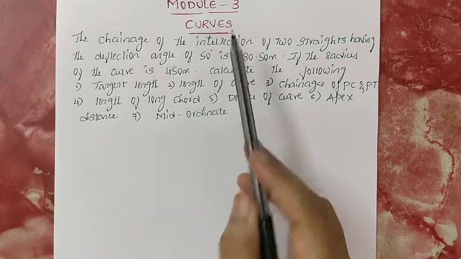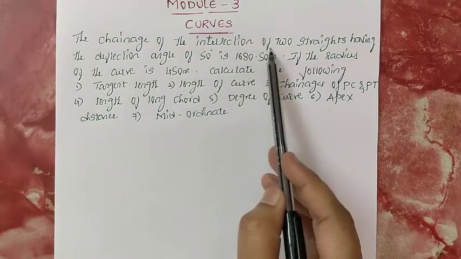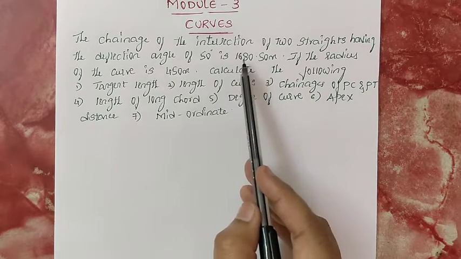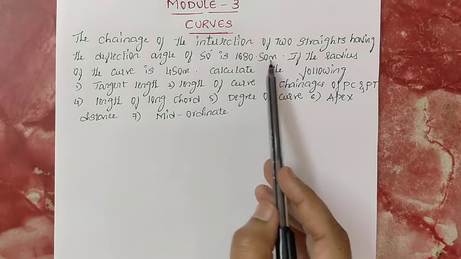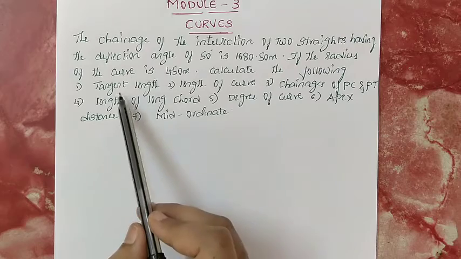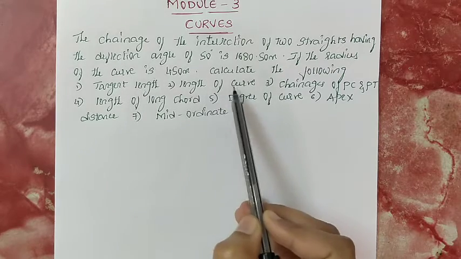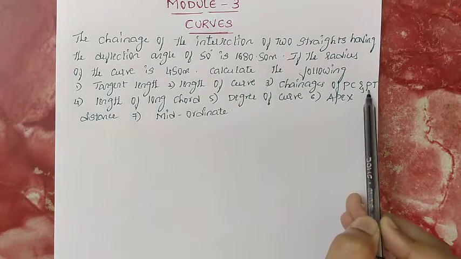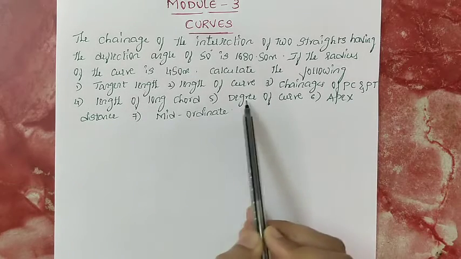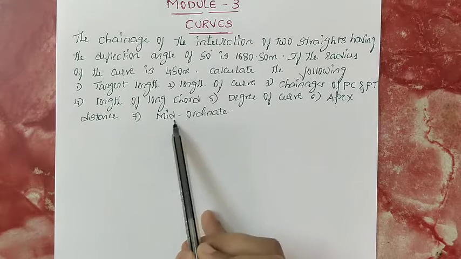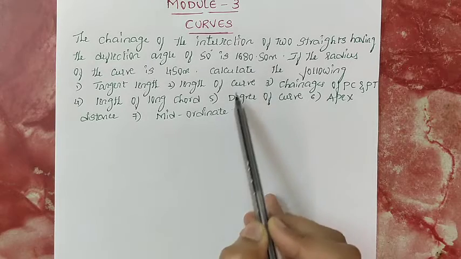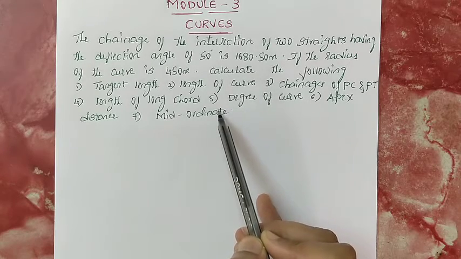Module 3, Curves. The chainage of the intersection of two straights having the deflection angle of 50 degrees is 1680.50 meters. If the radius of the curve is 450 meters, calculate the following. First one is tangent length, length of curve, chainage of PC and PT. PC is what? Point of curve and point of tangency. Length of long chord, degree of curve, apex distance and mid-ordinate. These are all what? Elements of a simple circular curve. You need to calculate one by one the elements of a simple circular curve.